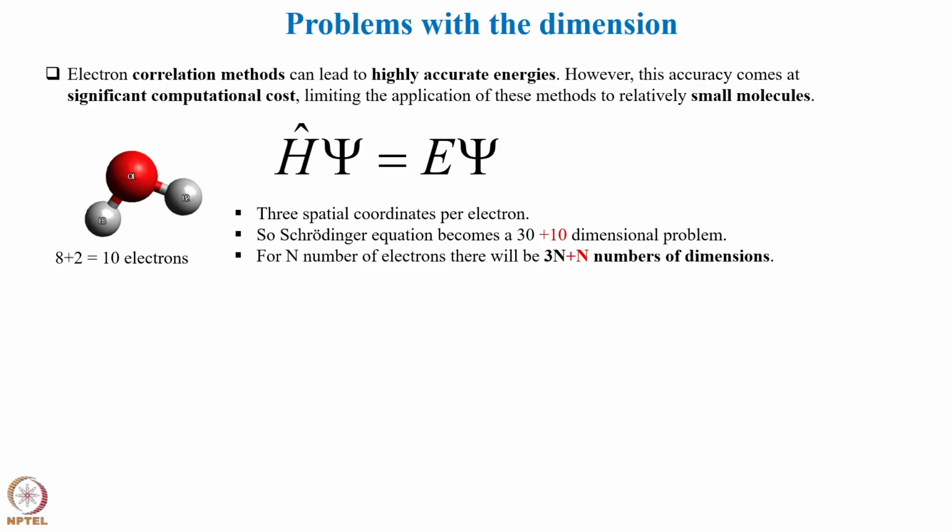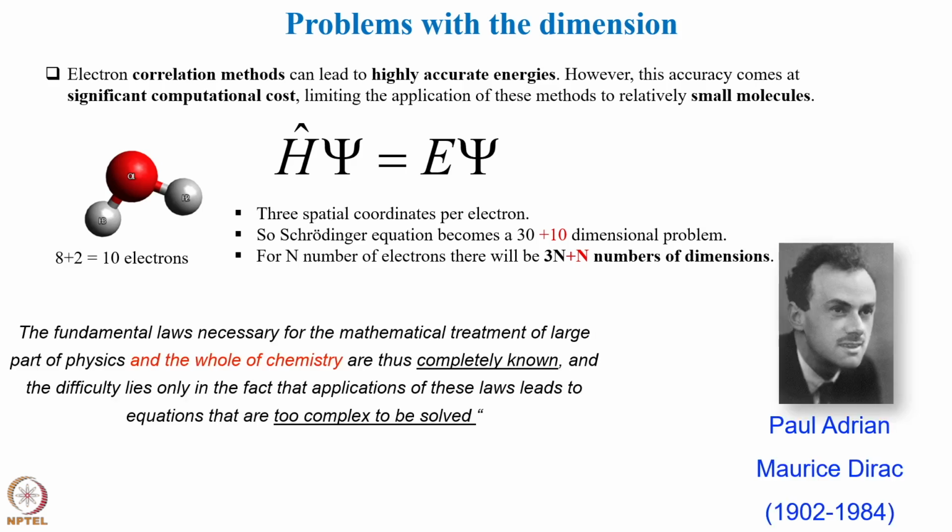This dimensionality starts to hit you hard when you go to larger and larger systems. And remember, this is not something that was not realized. One very important statement was made in the beginning of quantum mechanics by Dirac, and we have discussed this statement: that the fundamental laws necessary for the mathematical treatment of a large part of physics and the whole of chemistry are completely known. It's right.